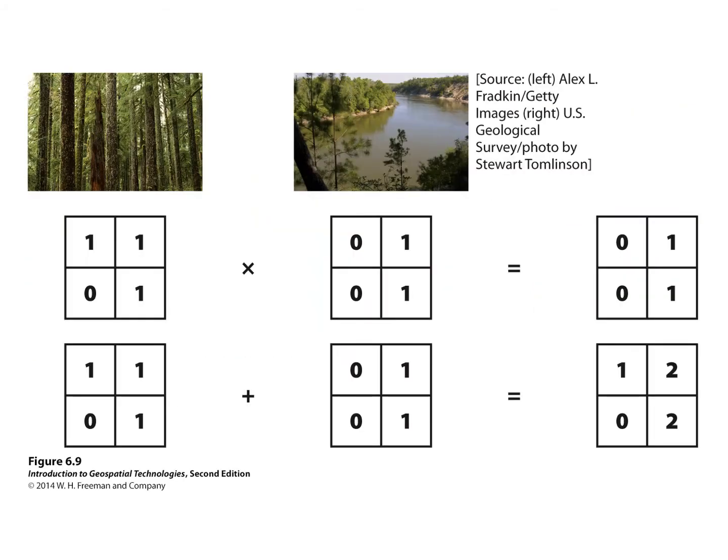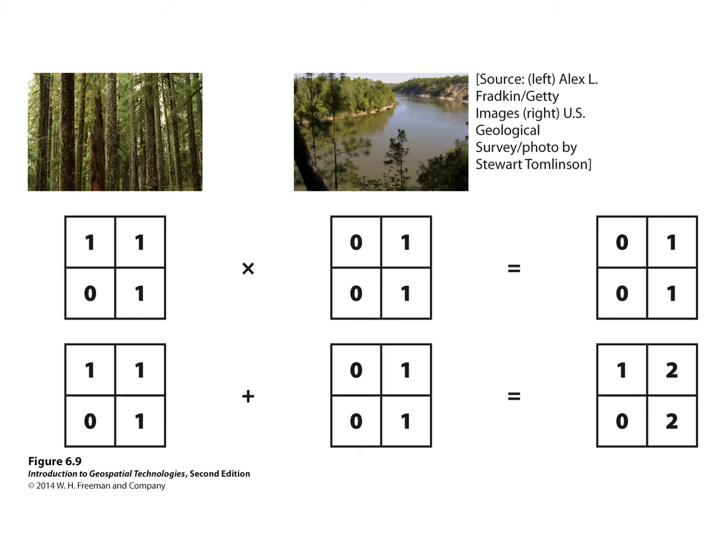Now, what if we took those different data sets, the tree one, 1, 1, 0, 1, and the water one, 0, 1, 0, 1, and we multiplied them together? The 0s in your binary structure multiply out to a 0 no matter what's in the other data set. So if we multiply those two data sets together in an overlay function, we end up identifying only places that are trees and water. Has to have both, or it doesn't make it.